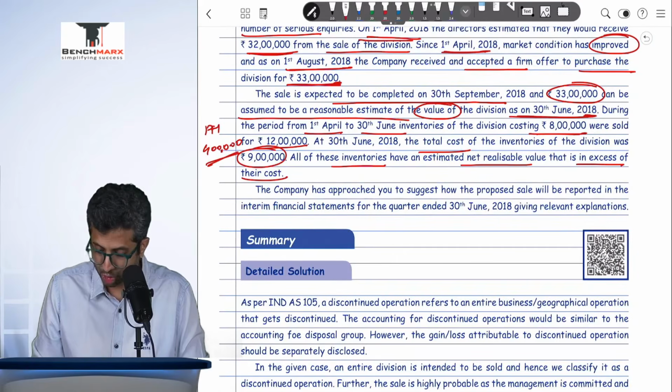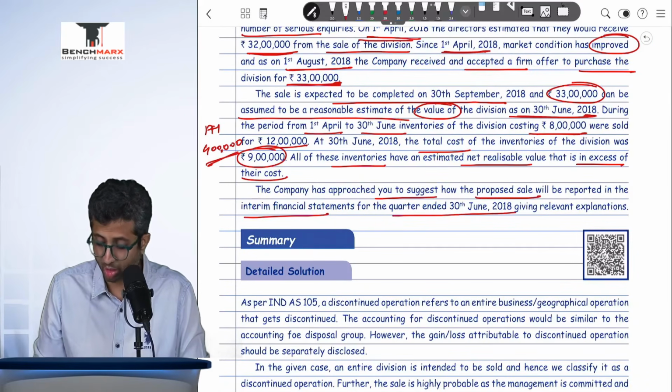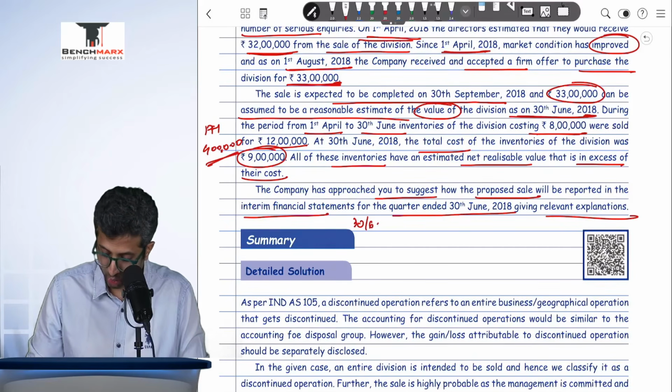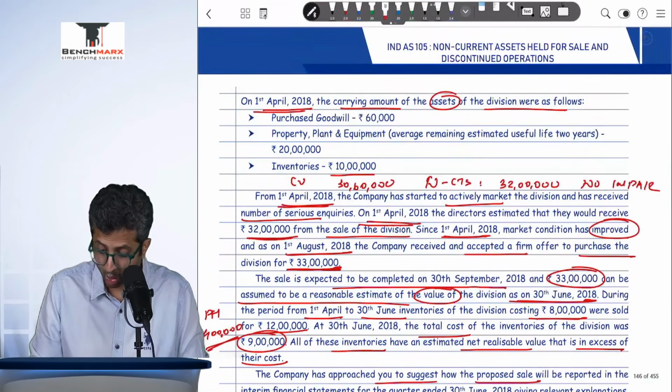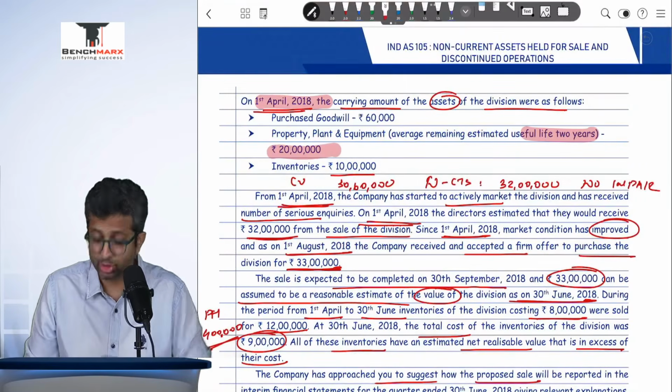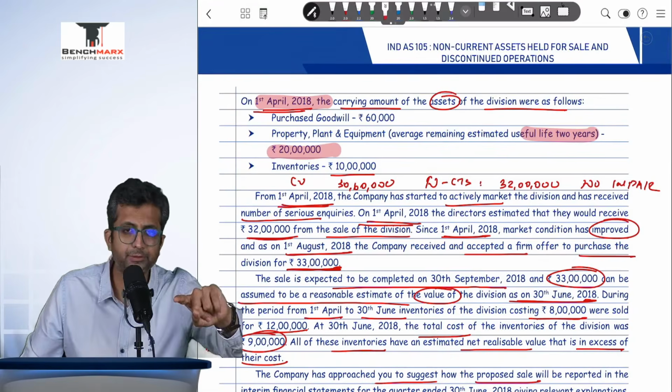The company has approached you to suggest how the proposed sale will be reported in the interim statements for the quarter ended 30th June, given relevant explanations. Now, if I look at 30th June, the carrying value of this disposal group will be, goodwill continues to be at 60. PP, what do you guys think? 20 lakhs is visible here. This was on 1st April and the remaining useful life is 2 years. Think and tell me, should you depreciate?